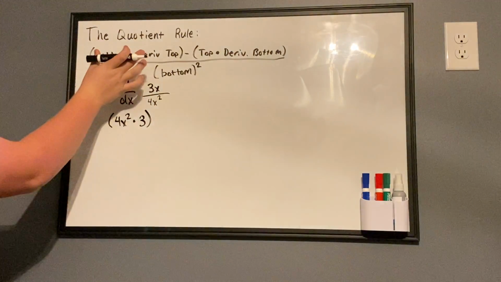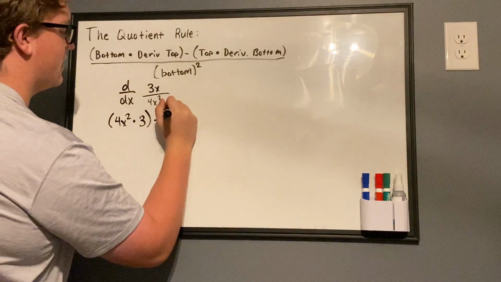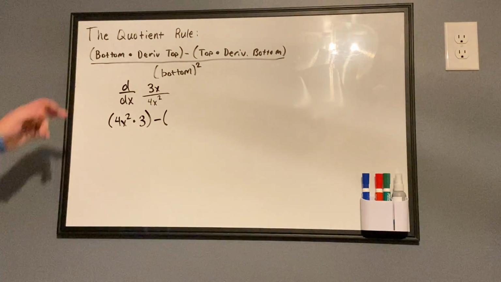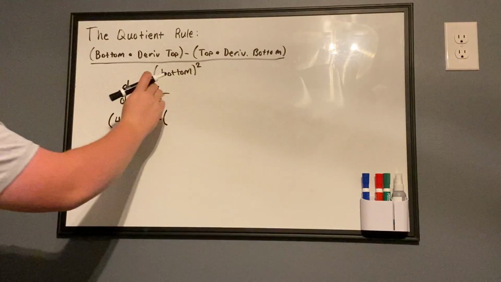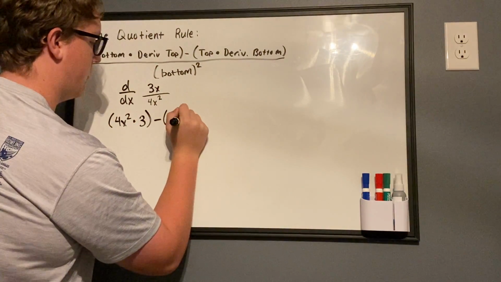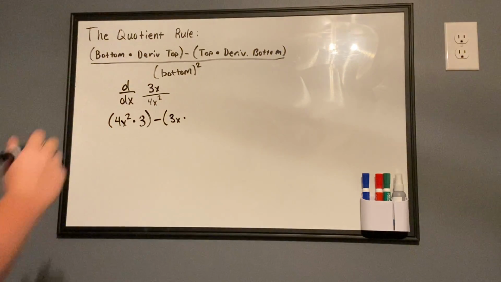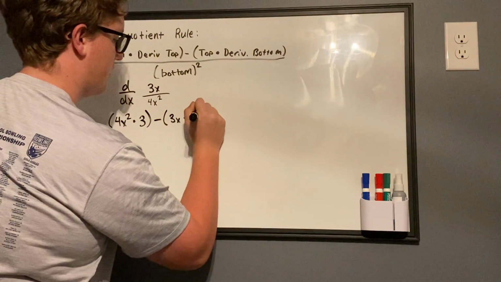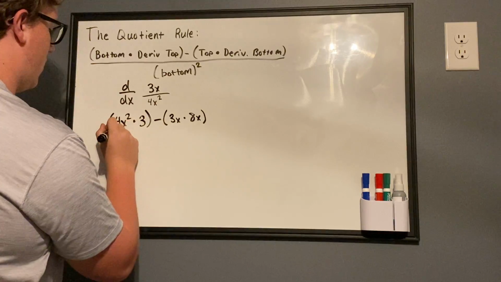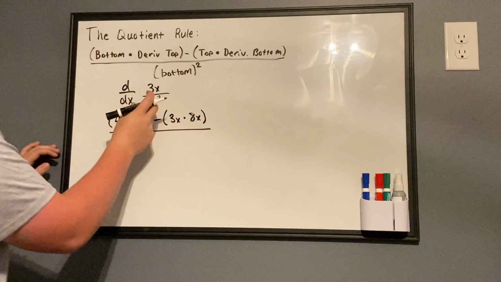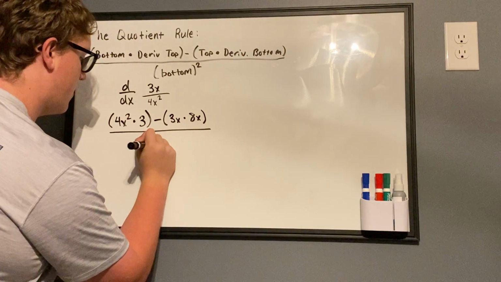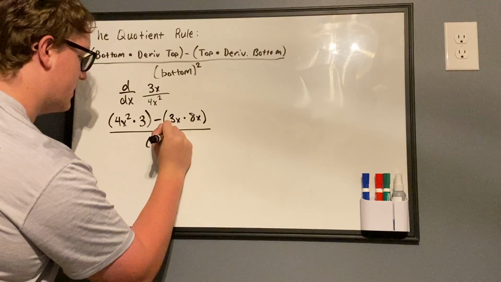So that's that first parenthesis right here. Now we're going to subtract the top function times the derivative of the bottom. So the top function is 3x, times the derivative of the bottom. Using the power rule, we know that that's just going to be an 8x. And this is all over the bottom squared. So we have 4x squared and then squared.